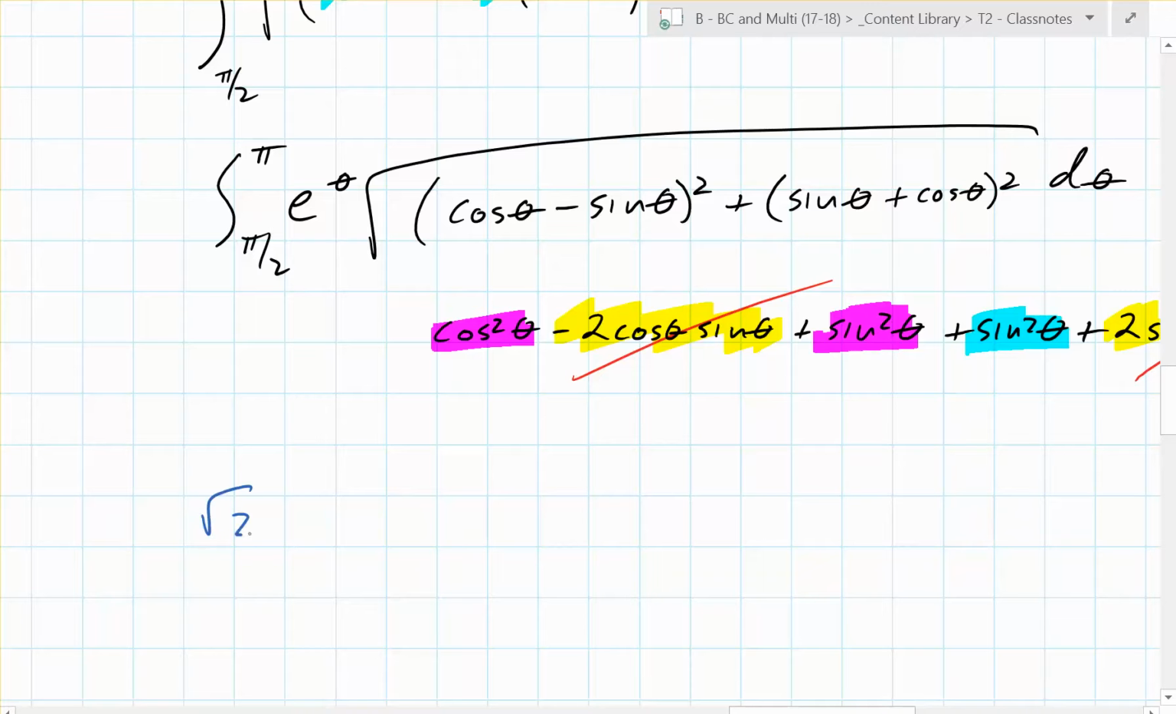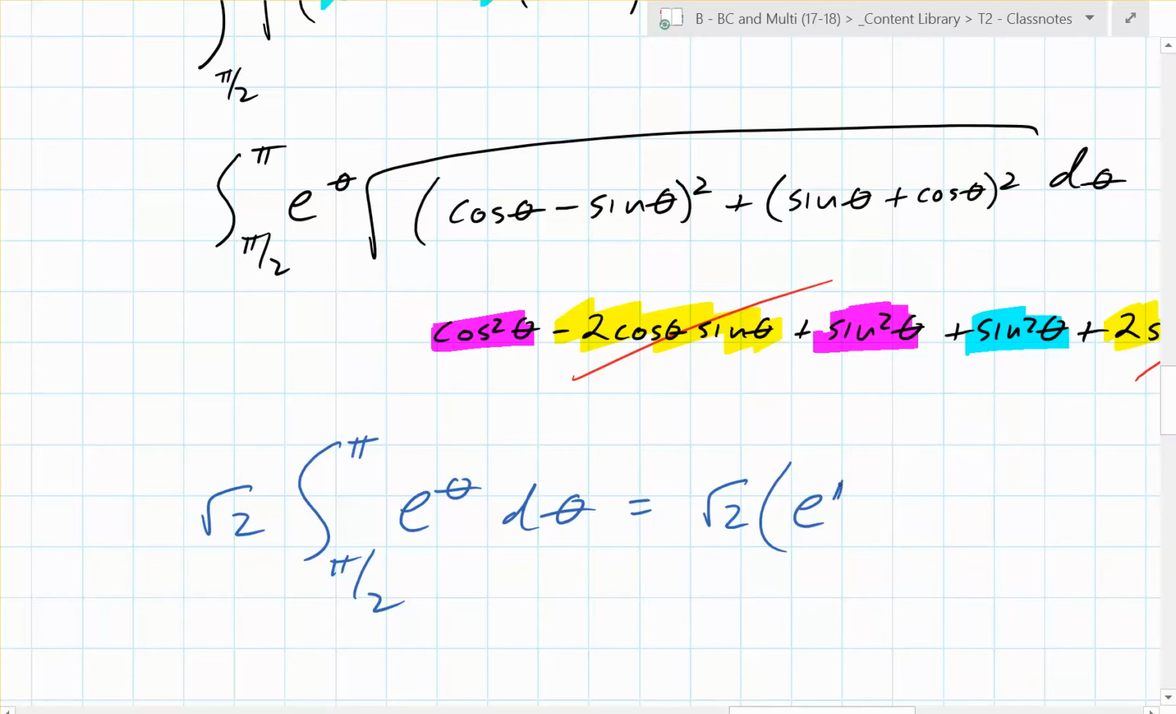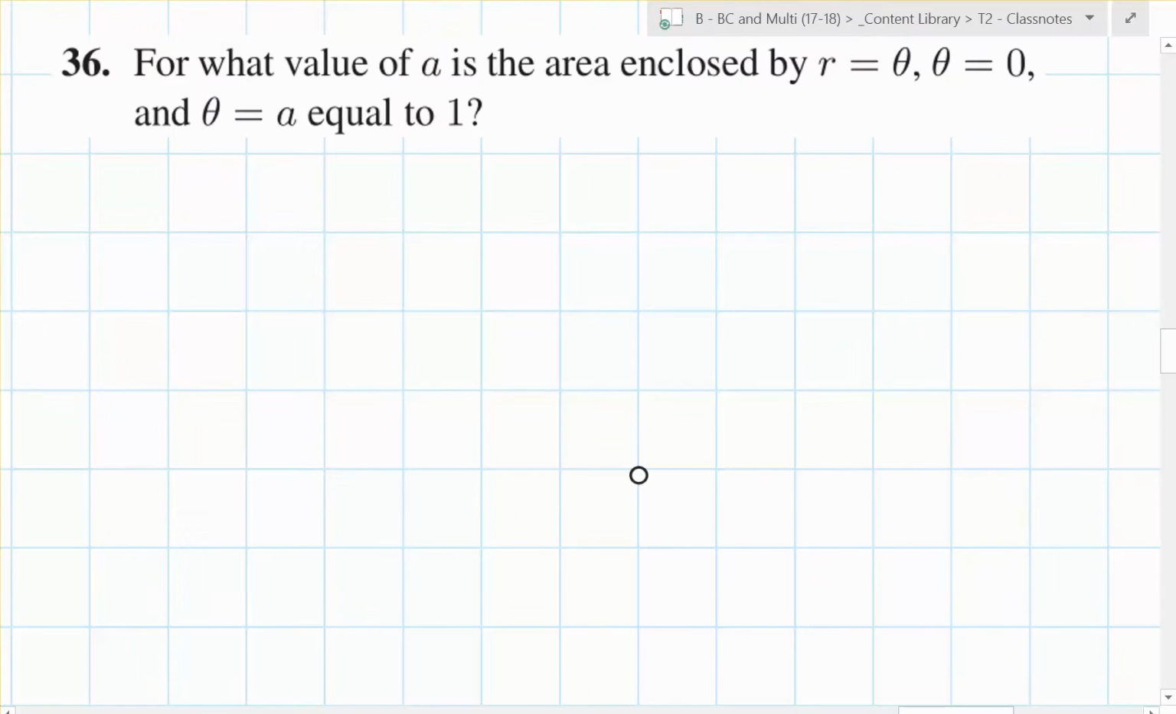So what do you end up with? The square root of 2 times the integral from pi over 2 to pi of e to the theta d theta. So does this one cancel really nicely? Yeah, that's about as nice as it gets. So then the integral is that, so we end up with what? Root 2 times e to the pi minus e to the pi over 2. Done.